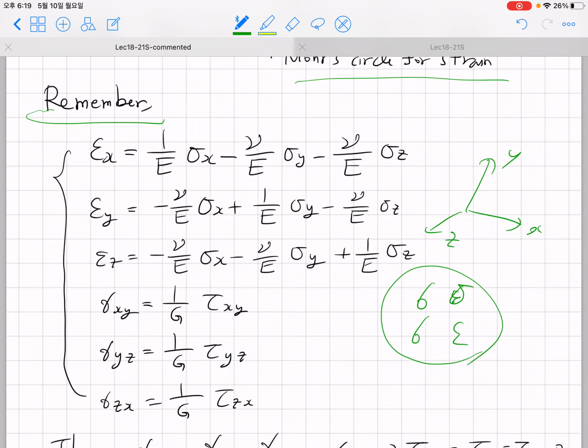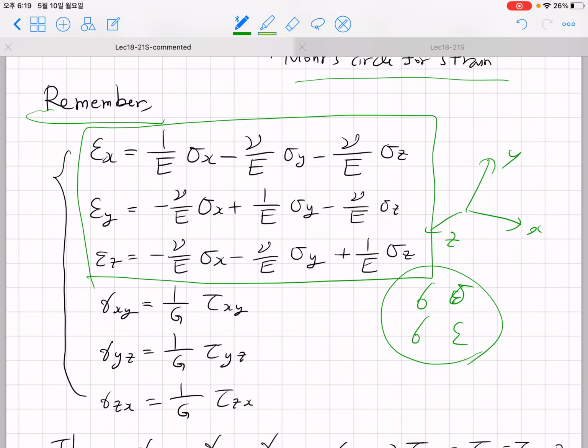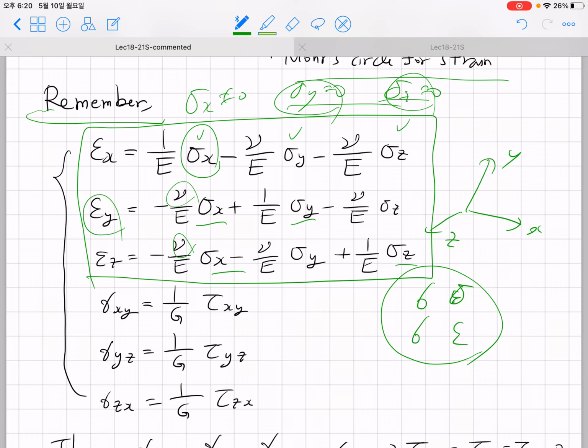Here what we have learned is that the normal strain and normal stress components are coupled to each other. When you have sigma x, sigma y and sigma z, they affect the other strain components too. Even though you have sigma x that is non-zero and sigma y and sigma z are 0, due to the Poisson ratio, you can have non-zero epsilon y and non-zero epsilon z, even though sigma y and sigma z are 0. Okay, so this is the case for the normal strain and normal stress.